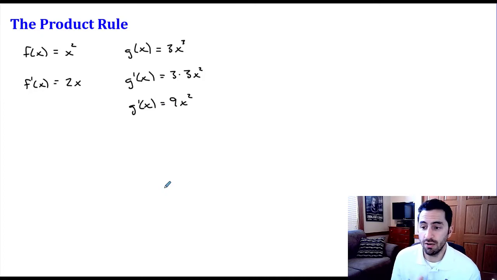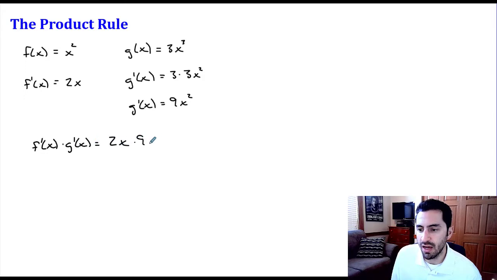Okay, now as we said, we're going to be looking at the product rule. So let's see what happens when we multiply these two derivatives together. So we're going to look at f prime of x times g prime of x. So that's going to be 2x times 9x squared. And simplifying, we end up with 18x cubed.